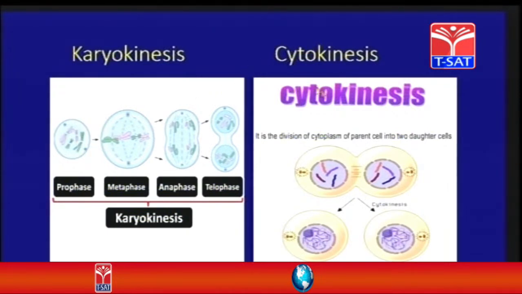Cytokinesis is the division of the cytoplasm. As we all know, the cell consists of cytoplasm. So, during the process of cytokinesis, the cytoplasm will divide. So, children, keep in mind, karyo means nucleus, that is karyokinesis, division of the nucleus. Cytokinesis, division of the cytoplasm.